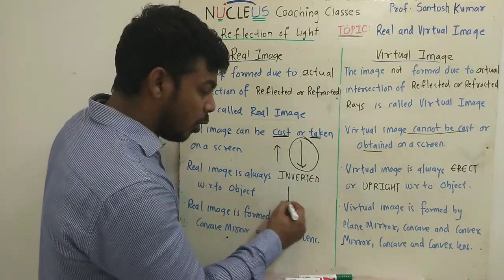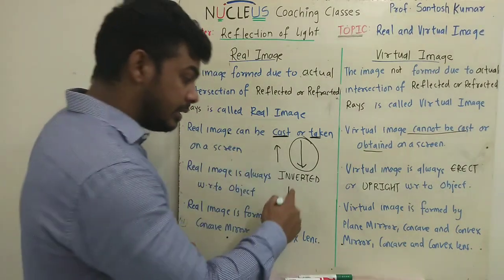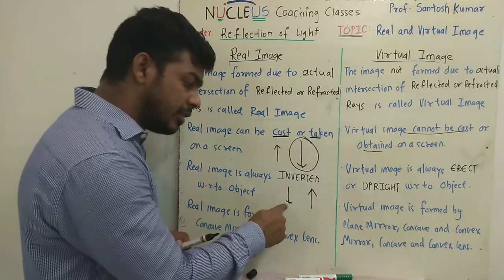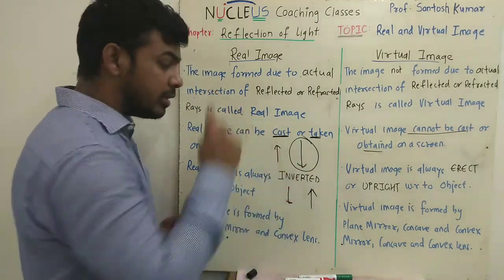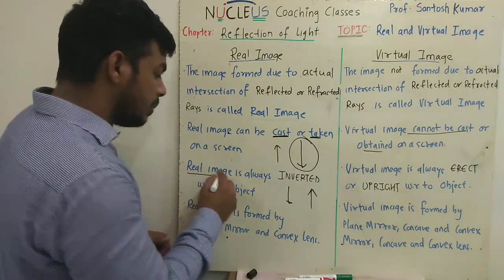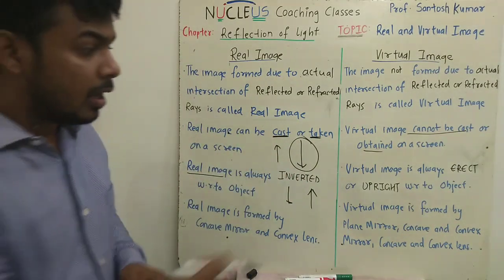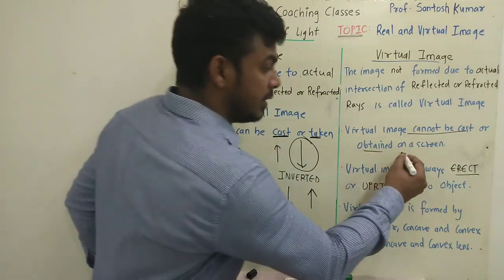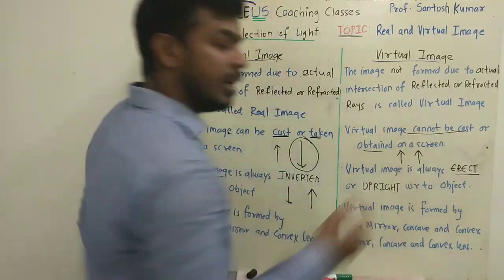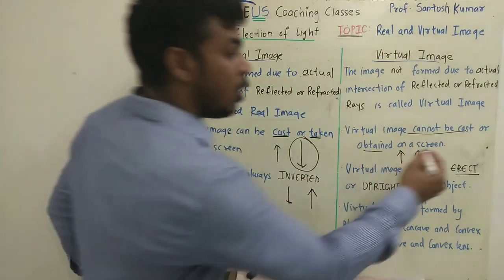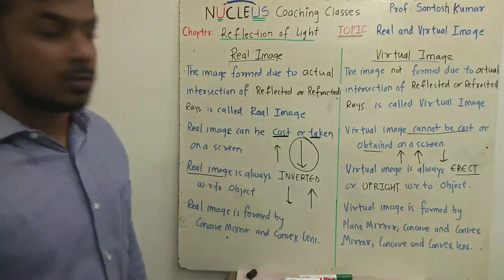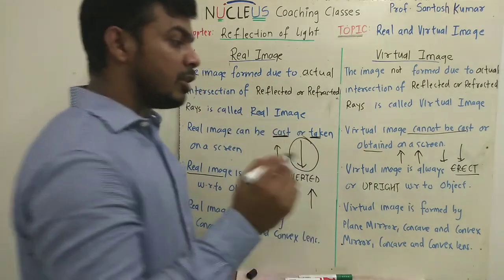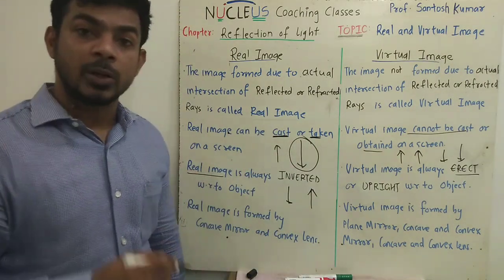That means if the object is already inverted, then the image will be like this, and we can say this is inverted with respect to the object. So remember, a real image is always inverted with respect to the object, whereas a virtual image is always erect or upright. That means if this is the object, this will be the image, with the arrow in the upward direction. If the arrow is in the downward direction for the object, for the image the arrow will also be in the downward direction. So a virtual image will always be erect or upright with respect to the object.